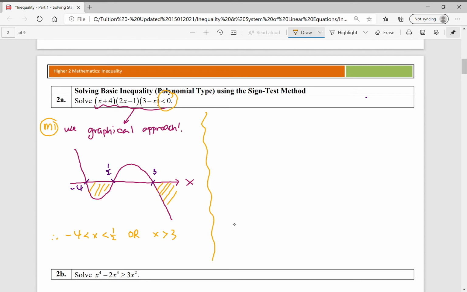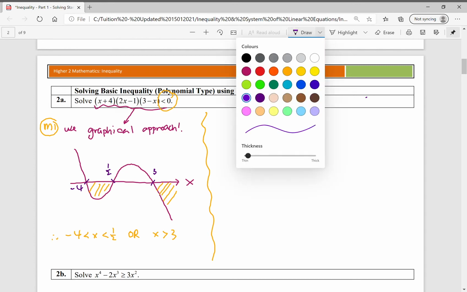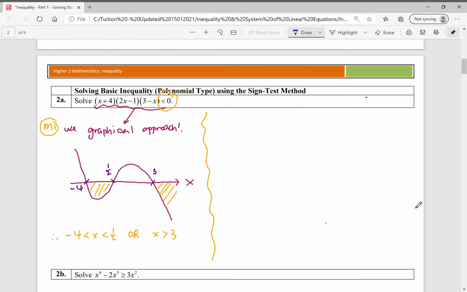Of course, we need to learn how to use our graphing calculator to sketch. But more often than not, even though using a graphing calculator sounds pretty easy, at times it's quite cumbersome, because the graphing calculator might not sketch the graph nicely for you, and it could be quite time consuming as well. So that's the reason why at times we will want to use a second method of solving, which as the title suggests, is the sign testing method.